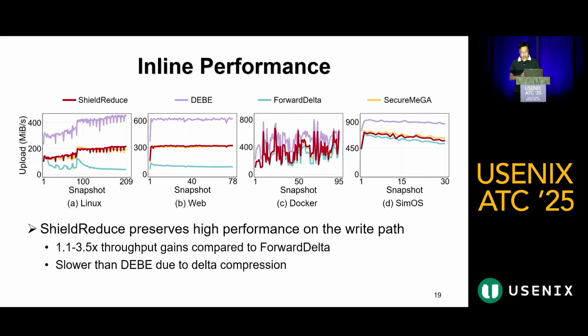The next thing here is inline performance. We show that in different workloads, ShieldReduce can preserve high performance on the write path with up to 3.5 times throughput gains compared to forward delta. It's lower than DB, of course, because DB does not do delta compression. Okay, but if you also apply delta compression, we can outperform forward delta.